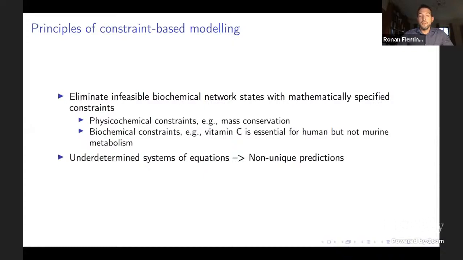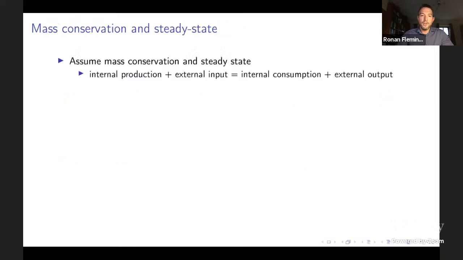The challenge here is that there are not enough constraints to uniquely specify the dynamics of the system, and you can't specify them in detail enough. There isn't enough information to specify them, for the same reason the dynamical equation modeling is difficult. And so you get non-unique predictions.